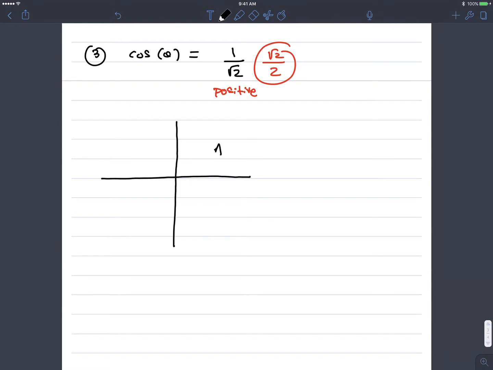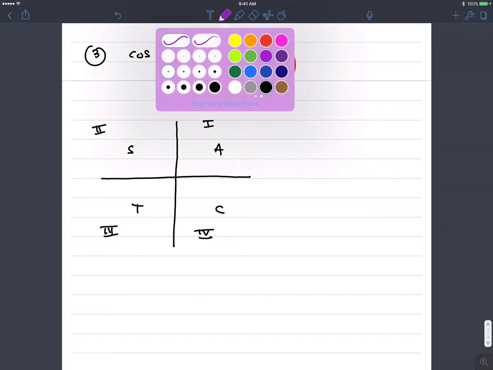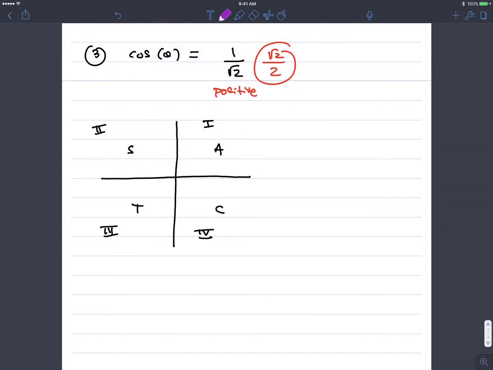Okay, all students take calculus. Quadrant 1, quadrant 2, quadrant 3, quadrant 4. Now, what do we know about cosine in this example? Cosine's positive, is that right? So in what quadrants is cosine positive? 1 and 4. You guys okay with that?